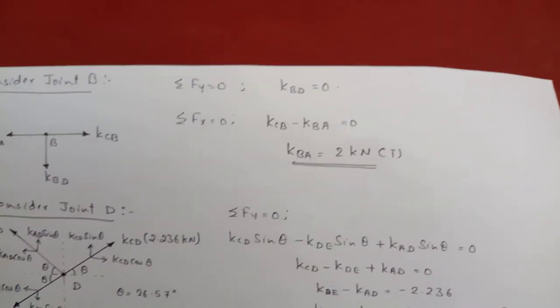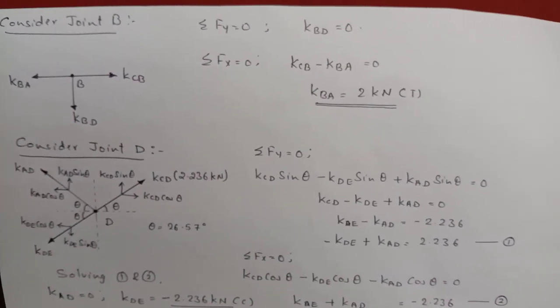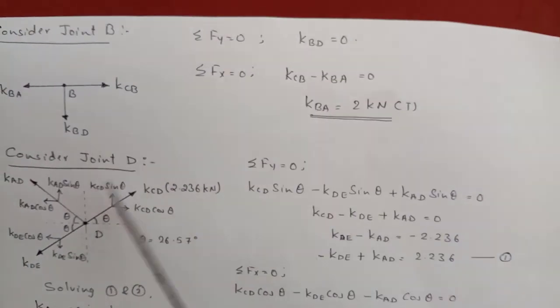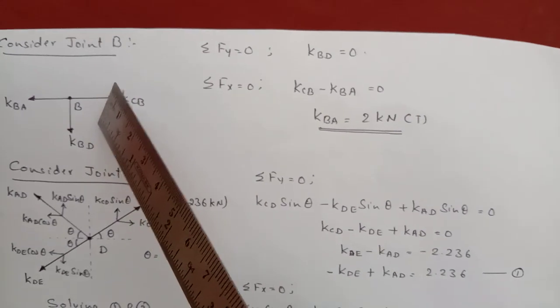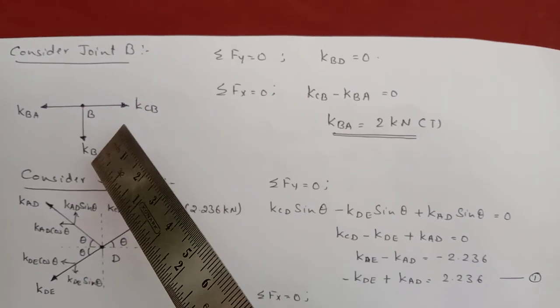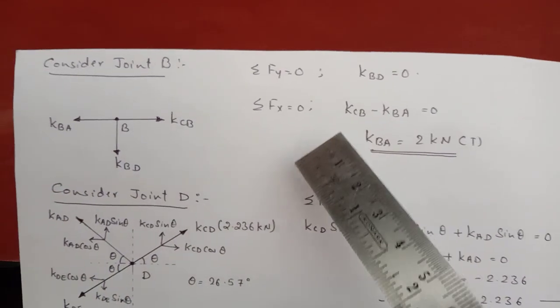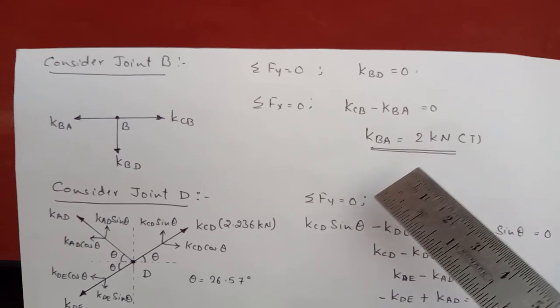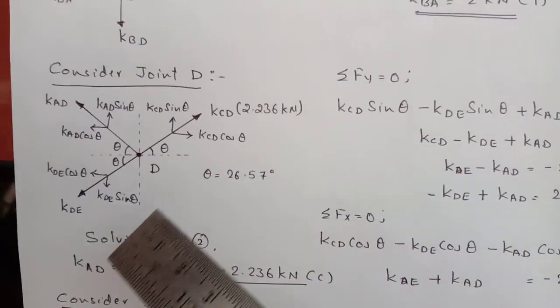Now you consider another joint. This is joint B. So at joint B, you apply sigma Fy equal to 0. When I apply sigma Fy equal to 0 to this joint, KBD will become 0, no other vertical forces. Now you go for sigma Fx equal to 0. I will get KCB minus KBA equal to 0, or KBA equal to 2 kilonewton, a tensile force. Now you consider joint D.